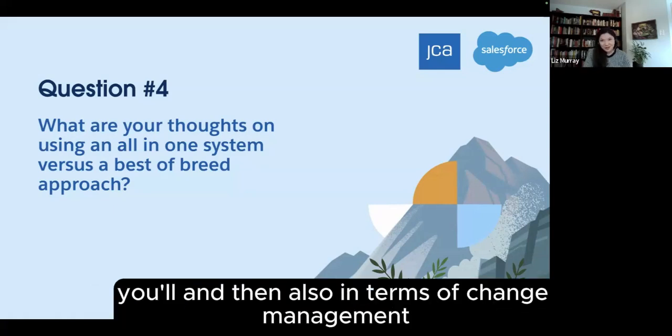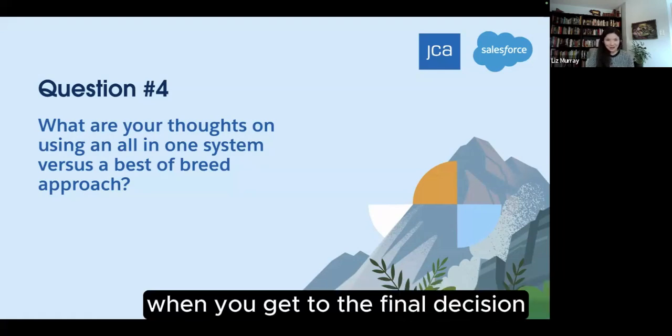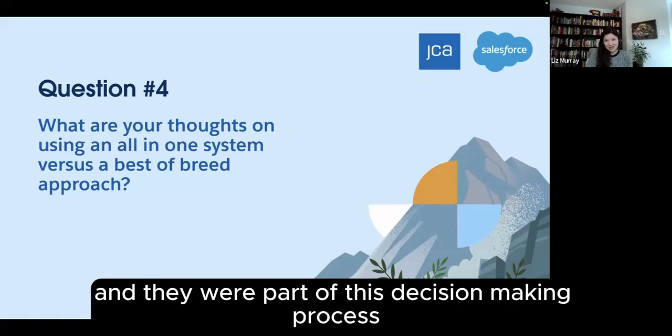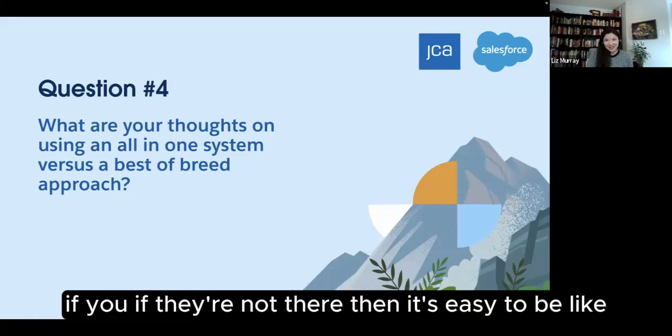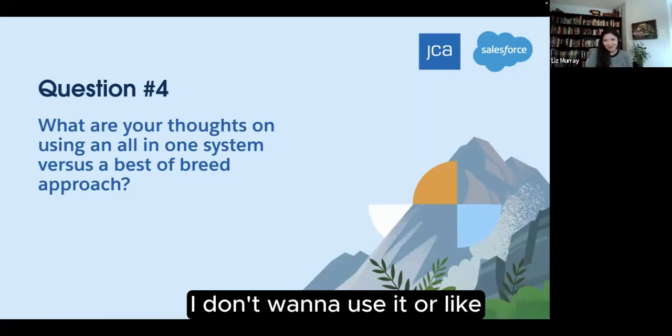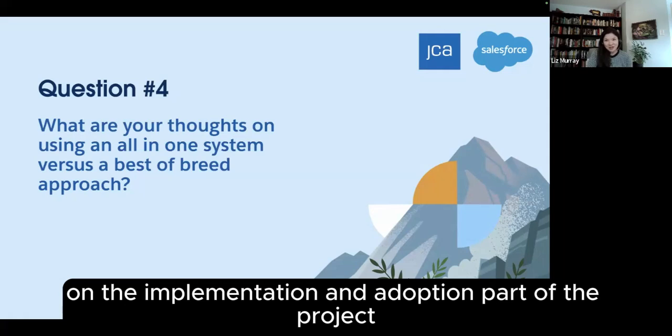And then also in terms of change management, when you get to the final decision, people know that they were there and they were part of this decision-making process. If they're not there, then it's easy to be like, oh, you chose this system for me, I don't want to use it, or for you to have more resistance around the implementation and adoption part of the project.